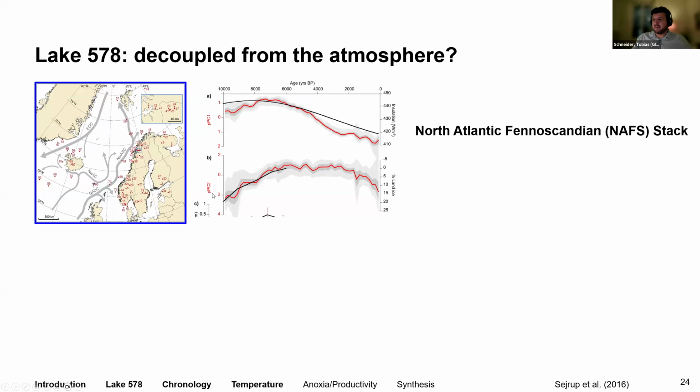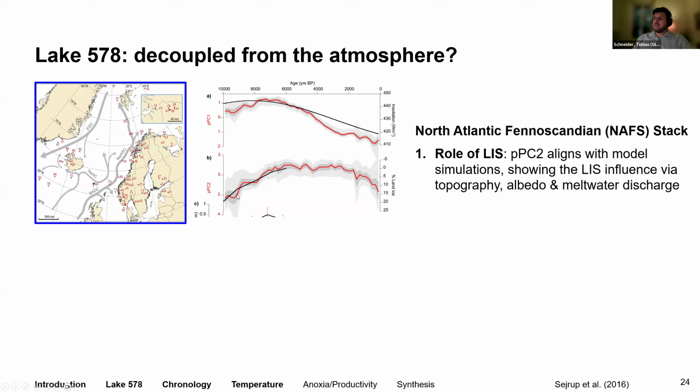Another feature they found was that PC2 follows basically the model of the Laurentide ice sheet. So it's the black curve, and it nicely follows this one. And that suggests that the Laurentide ice sheet probably had a direct influence on the climate in this region, due to changes in topography, albedo, and meltwater discharge.